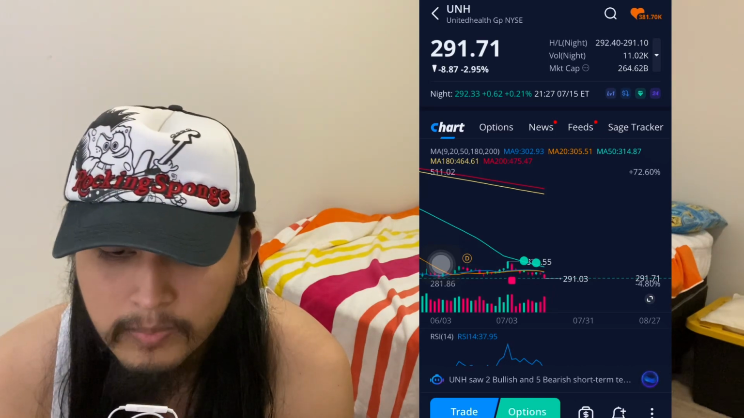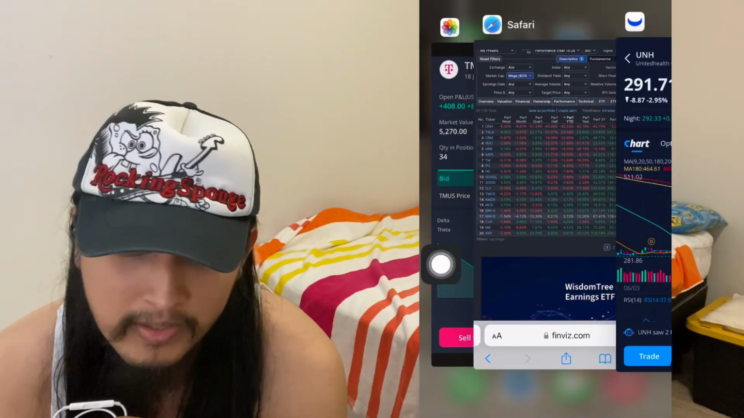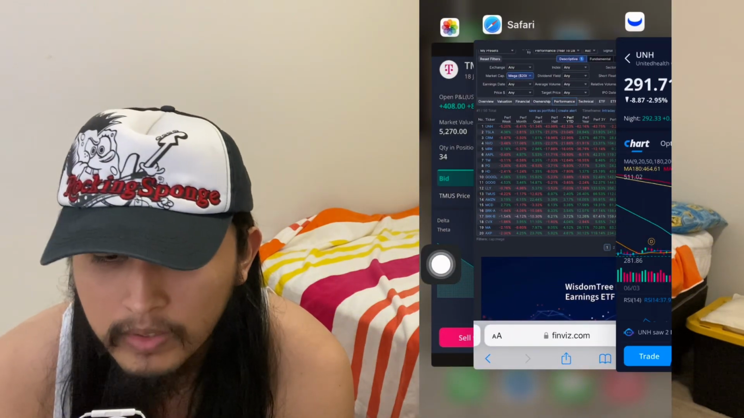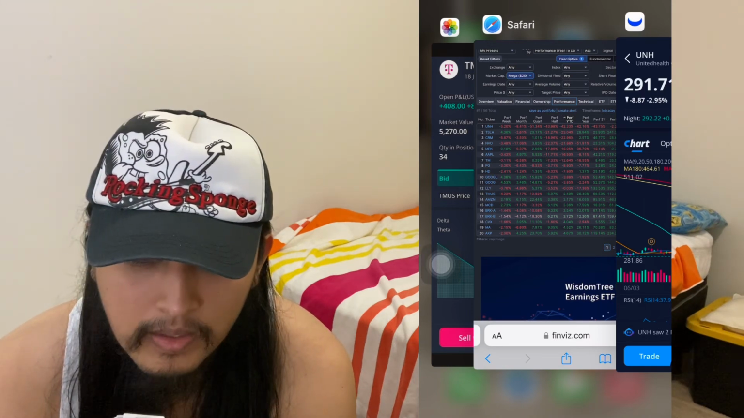So that is pretty much it. That is how I would trade. That's how I trade options. I don't know how other people trade options, but use finviz.com. It's totally free. That is pretty much it.